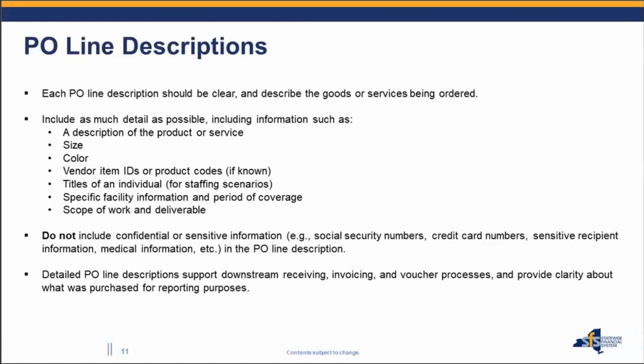Specific facility information and period of coverage. This applies to ordering services. Where are those services being provided, and how long do you anticipate the coverage period for these services? And then really in detail, the scope of work and deliverables associated, right? You want to spell out for the vendor and for agency purposes downstream, which we'll get into later, but you want to be as detailed as possible so everybody is on the same page about what is being ordered. It's also important not to include some information, right?